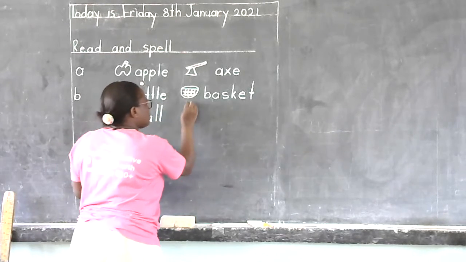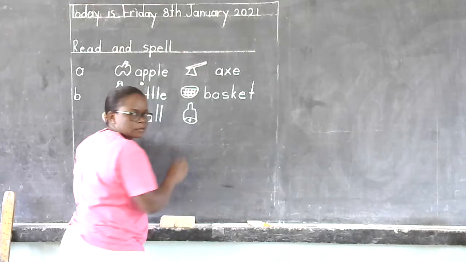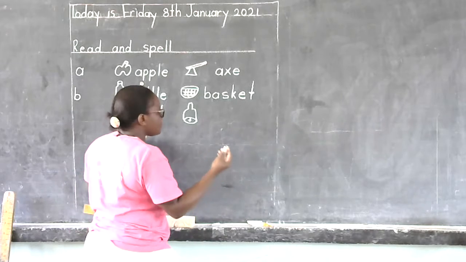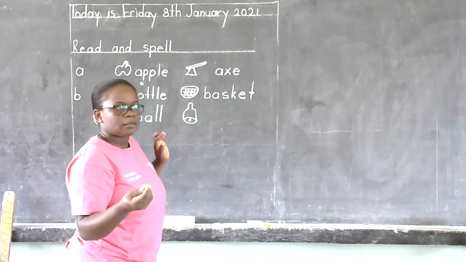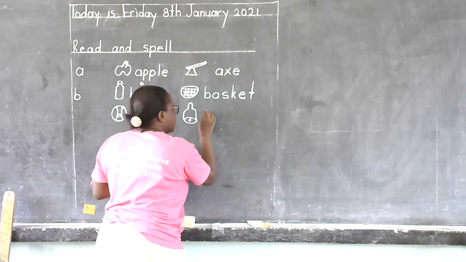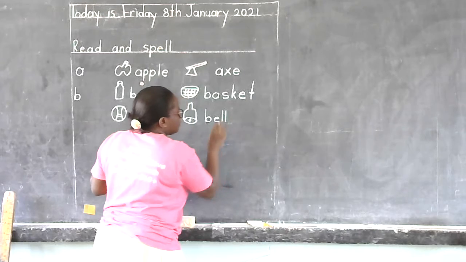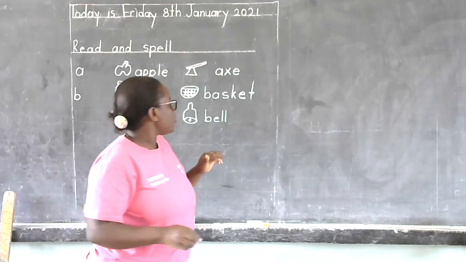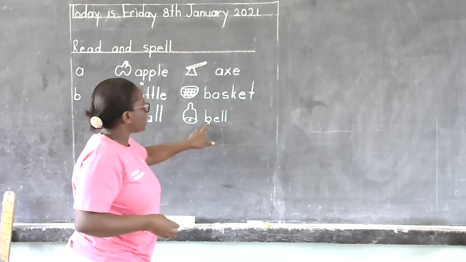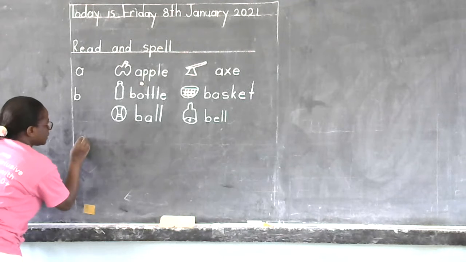Yes, we have another picture here, children. This is a... Who can guess this picture? This is a what? A bell. What do we use the bell for? Yes, we ring it when we are at school. If it is time for break, teacher rings it and then reminds you, oh, Anne, oh, Rita, oh, Grace, it's time for break. Then she rings that bell, so you go for break. Let us spell the word bell. B-E-L-L.